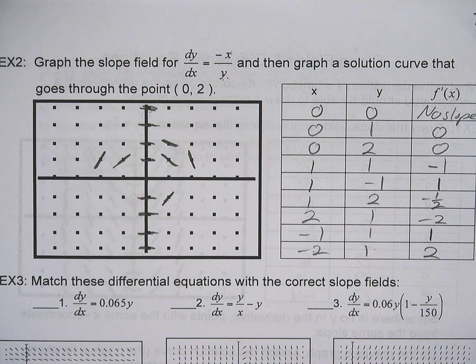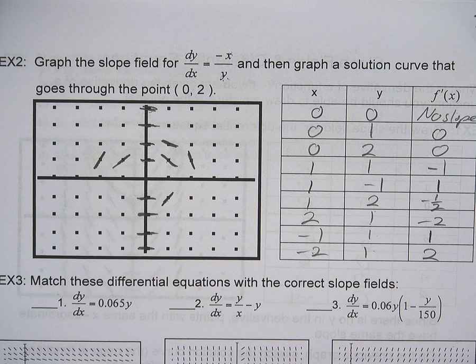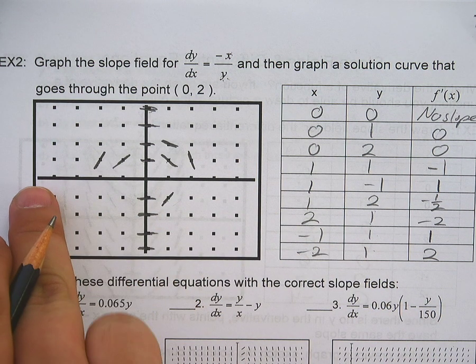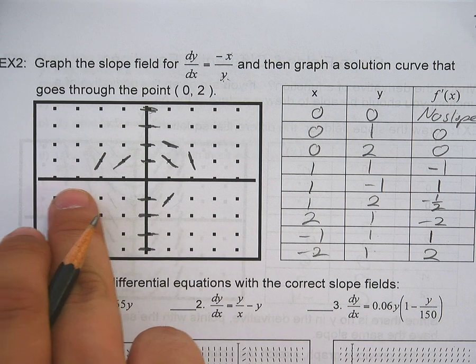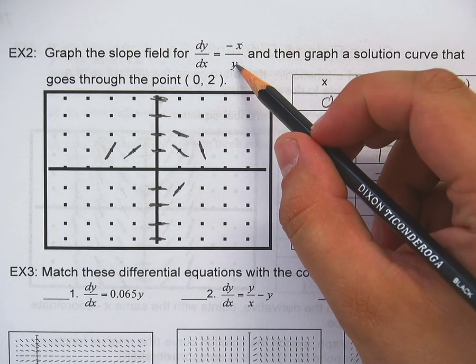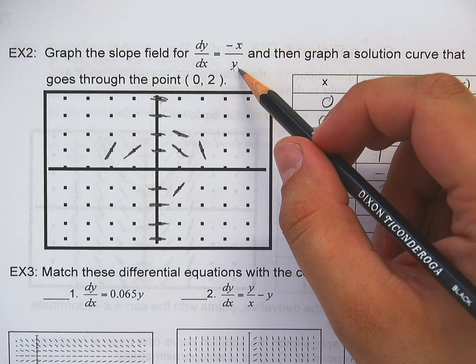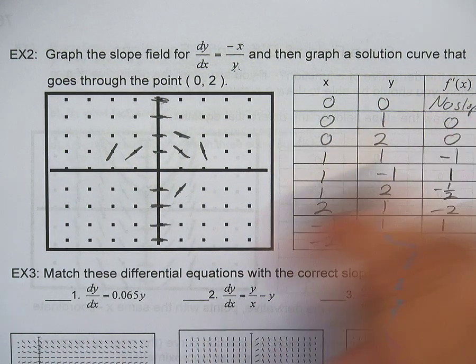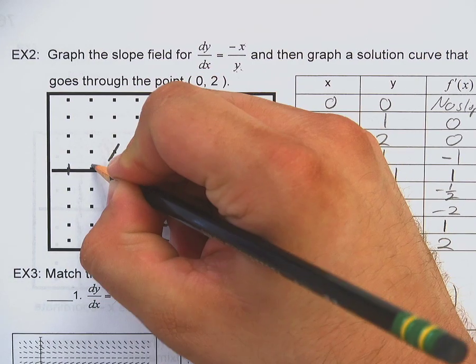Now, I'm going to go ahead and fill in the rest of these for you real quick. If you plugged in a 0 for y, no matter what your x is, you're going to get a slope of your undefined value, right? It's going to be a vertical line. If you put a 0 in for y, you're going to have no slope. So that's vertical lines.